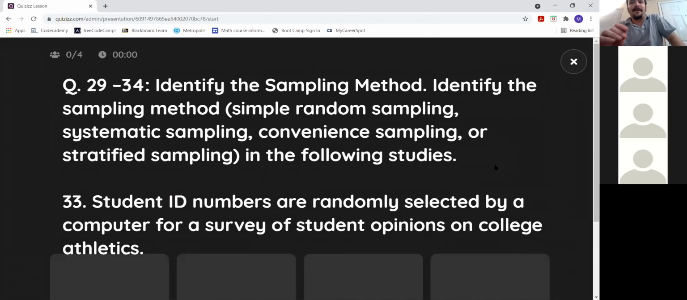Student ID numbers are randomly selected by a computer. Oh my God, that is giving it away right there with that one word, I feel like. For a survey of students' opinions on college athletics. So that is a simple random sample.